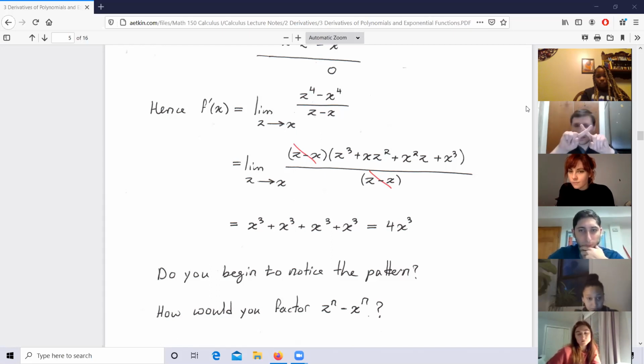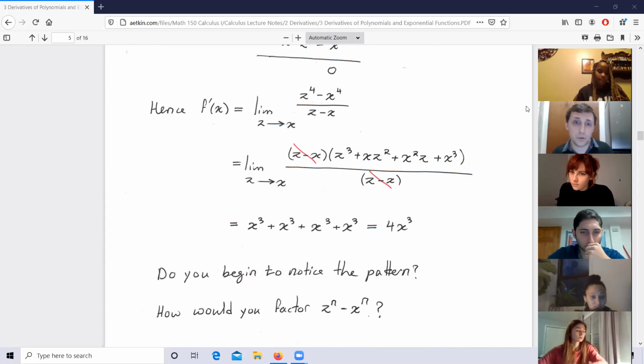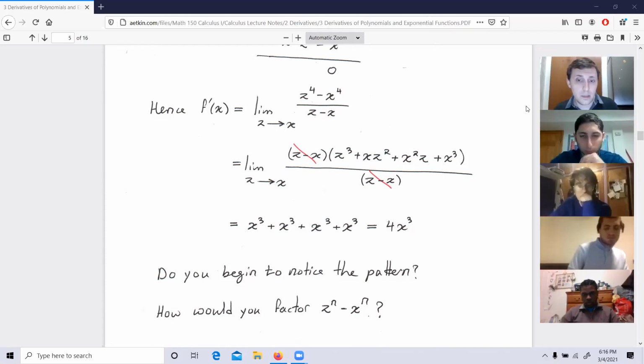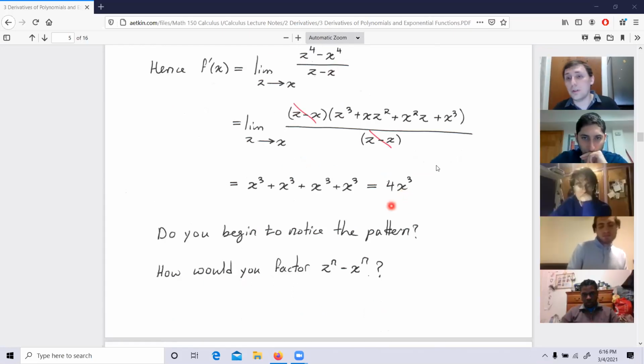So the fact that there is an x doesn't matter. The derivative of x to the 4 is 4x cubed. The derivative of y to the 4th with respect to y will be 4y cubed. It doesn't matter what letter you use as long as you understand the meaning that the letter is supposed to convey. Now, we want to understand in general.